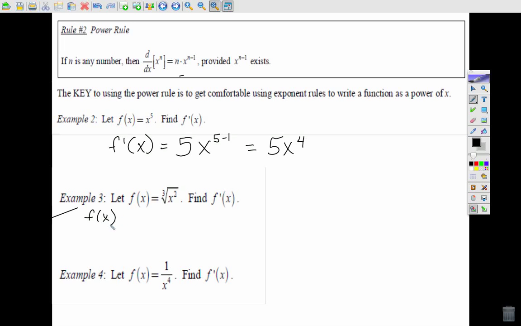So what you want to do first is rewrite the problem. Instead of the cubed root of x squared, we want to think about this as x squared raised to the 1/3 power. Do you believe me? I hope you believe me, because I think you know that the square root of some number is equal to that number to the 1/2 power. Do you remember that? Well, the cubed root is equal to the 1/3 power.